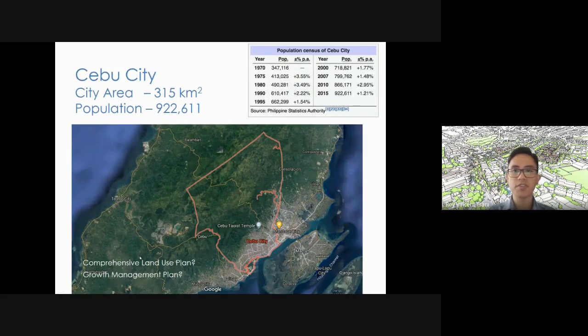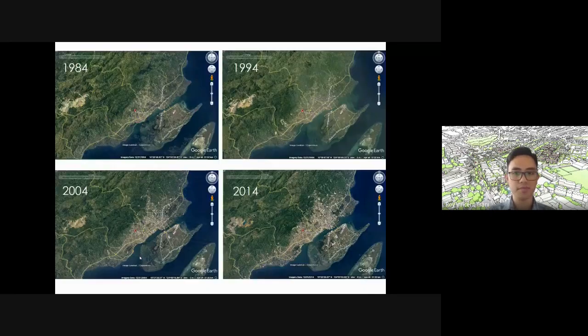So for those in the previous class, we saw this: Cebu City, an area of 315 square kilometers and a population of currently 960,000 people. And then we saw this in the previous slide. I think all of you were in my previous class.